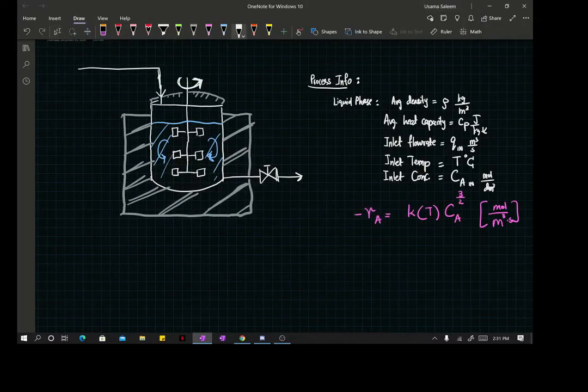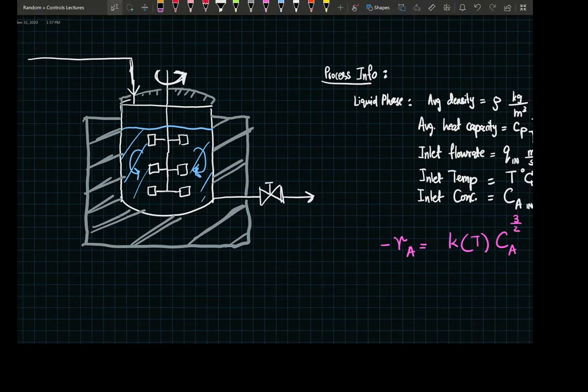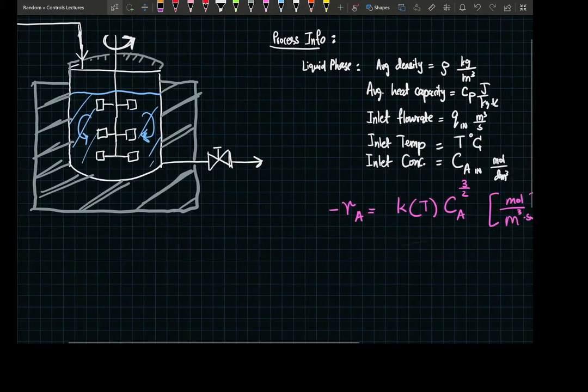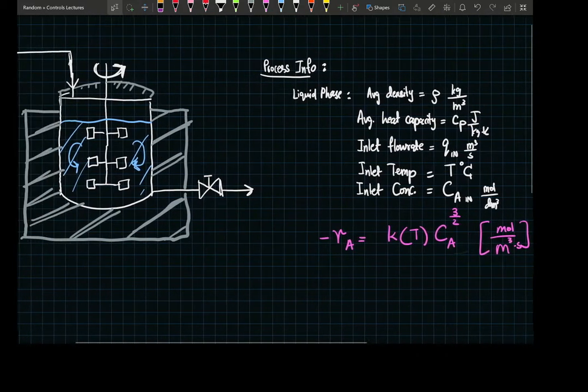All right, welcome back everybody. In the previous video for the adiabatic CSTR, we had a brief overview of the process and we came up with a strategy of how we were going to develop a dynamic model. In this video, we're going to apply the map, the quote-unquote strategy, the map that I made earlier.